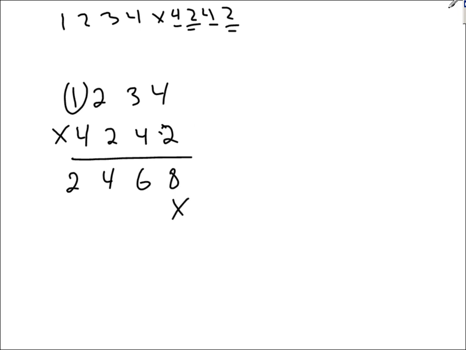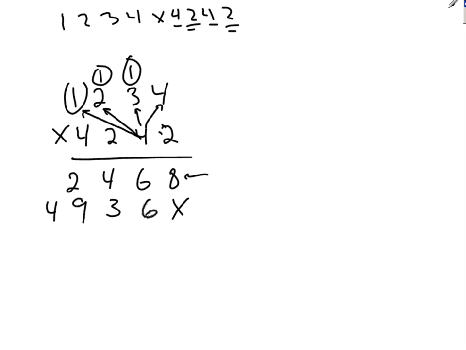Indent 1 space. 4 times 4 is 16, carry the 1. 4 times 3 is 12, plus 1 is 13, carry the 1. 4 times 2 is 8, plus 1 is 9. And then 4 times 1 is 4. Remember, that came from multiplying by 2, and that came from multiplying by 4. I indent 2 spaces. Oh, I have to multiply by 2 again.